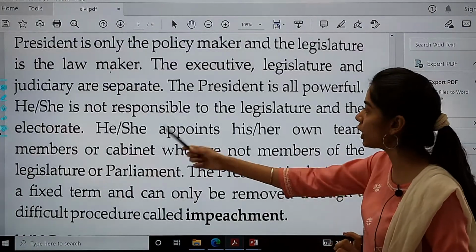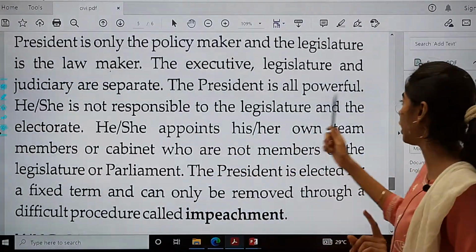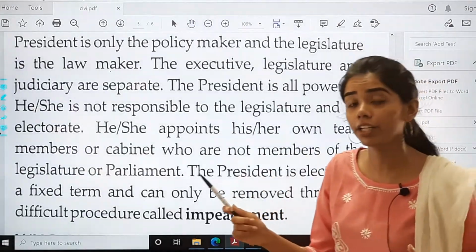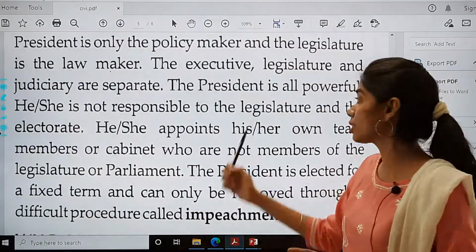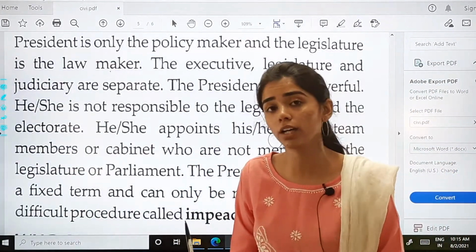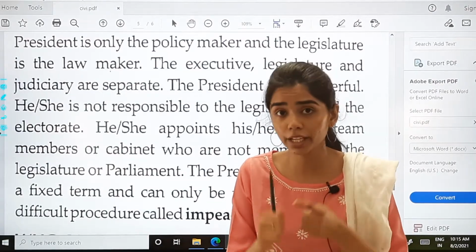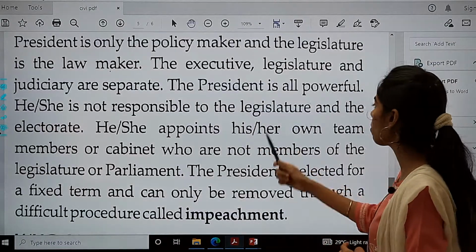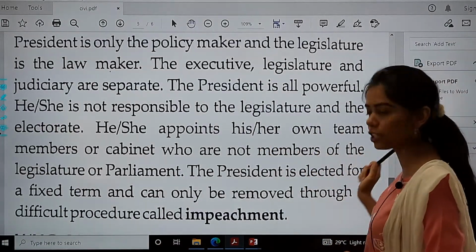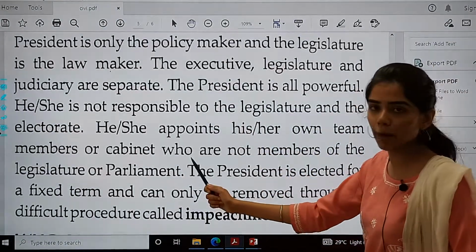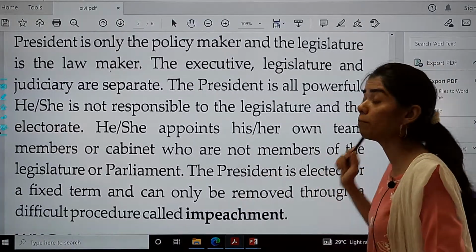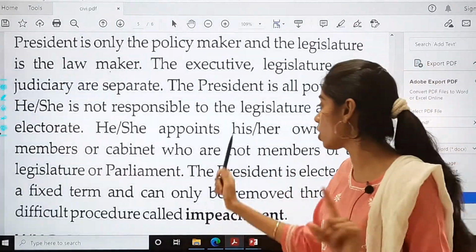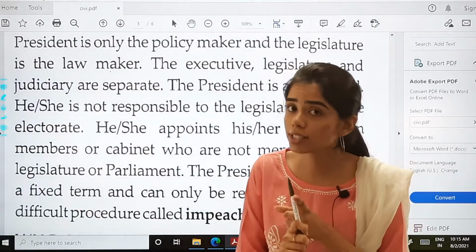Okay? He or she is not responsible to the legislature and the electorate. So, president किसी को responsible नहीं होता. It has all the powers to take decisions, to make policies. He or she appoints his or her own team members or cabinet who are not members of the legislature or parliament. So, president क्या करता है?